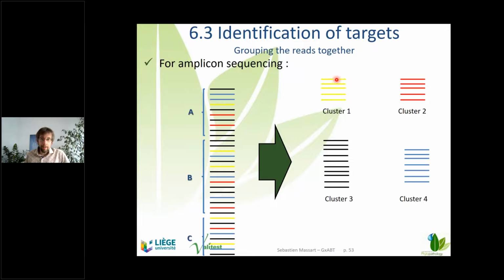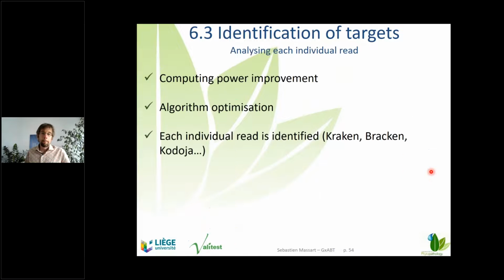After that, you group the sequences with each other depending on their identity. You define a certain level of identity, usually 97 or 99% identity, and you just group the sequences together. You will not build contigs because you have amplified a single region. And you determine, oh, this is cluster 1, cluster 2, cluster 3, cluster 4, and so on.